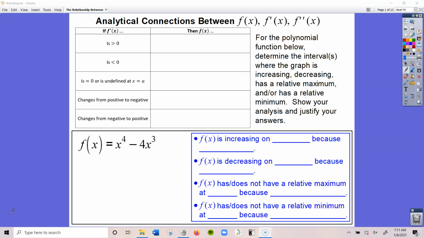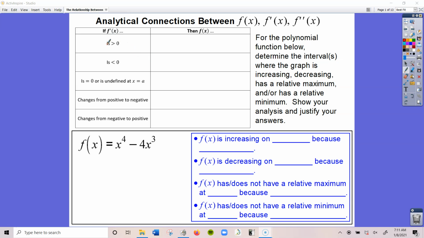Hey guys, today we're going to look at the connections between a function, its first derivative, and the second derivative. So first, let's review the connections between the first derivative and what that tells us about the function. So we're going to fill out this chart here.